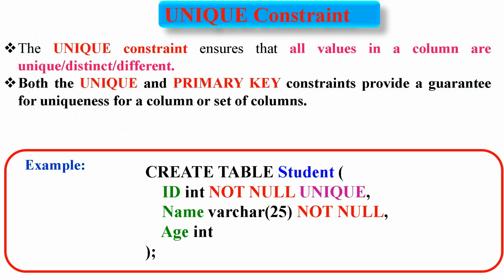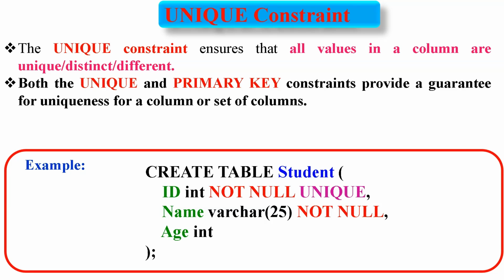Let's learn about the unique constraint. The unique constraint ensures that all values in a column are unique or distinct or different. Both the unique and primary key constraints provide a guarantee for uniqueness for a column or set of columns. A primary key constraint automatically has a unique constraint. However, you can have many unique constraints per table, but only one primary key constraint per table.